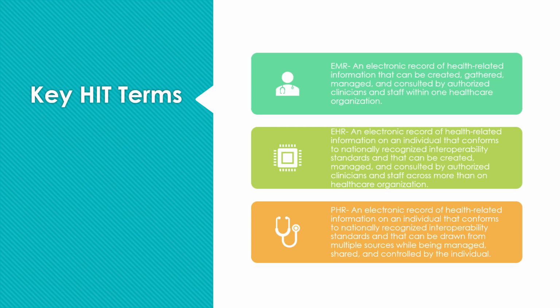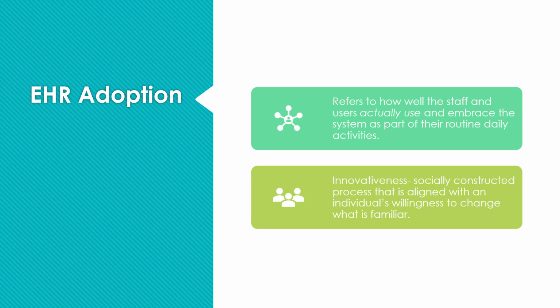A PHR is an electronic record of health-related information on an individual that conforms to nationally recognized interoperability standards and that can be drawn from multiple sources while being managed, shared, and controlled by the individual or the patient. Electronic health record adoption refers to how well the staff and users actually use and embrace the system as part of their routine daily activities through their workflow, their clinical workflow, and their administrative workflow. Innovativeness, socially constructed process that is aligned with an individual's willingness to change what is familiar.